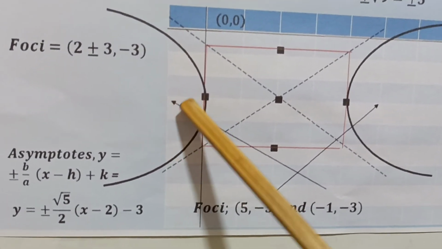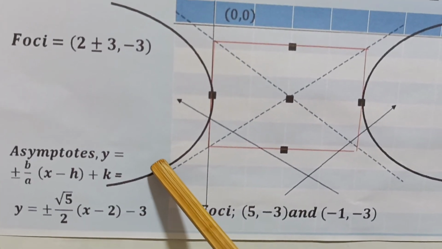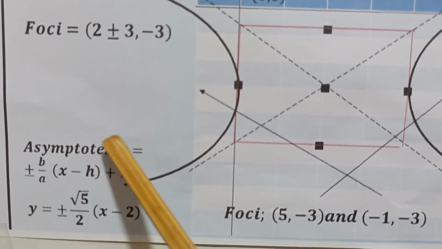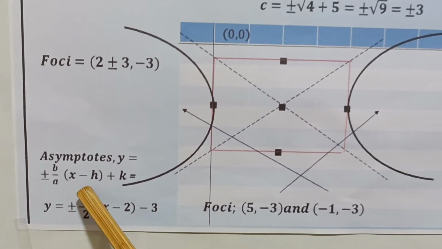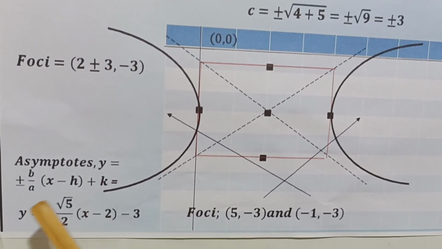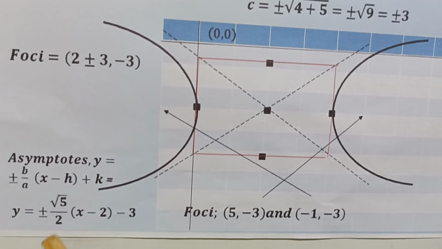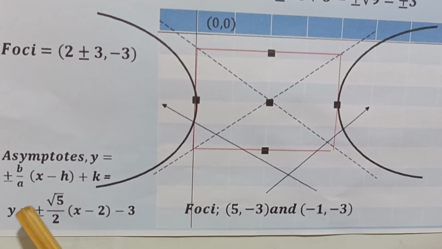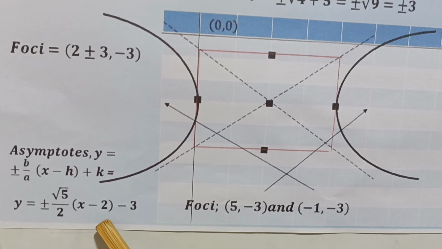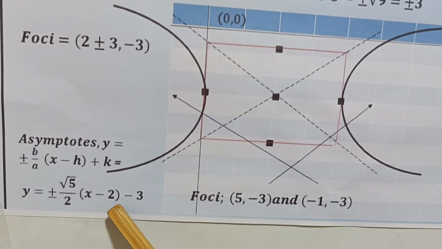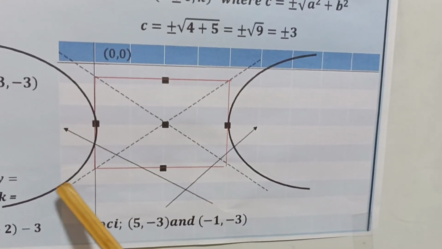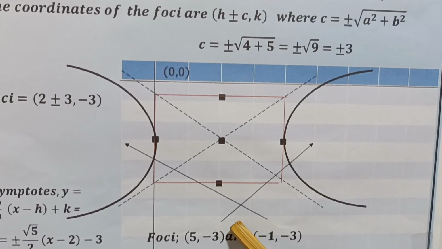The asymptotes are given by the formula plus or minus y is equal to plus or minus b over a times quantity x minus h, plus k. So y is equal to b, which is square root of 5, over a, which is square root of 4, which is 2, times the quantity x minus h. h is 2 and k is negative 3. So that's it. That's how we are going to draw the curve for the hyperbola.